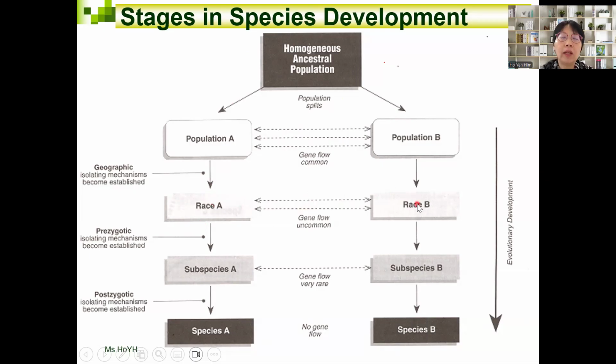The less gene flow can be because they're separated by some isolating mechanism, especially a geographical isolating mechanism. So here, the geographical isolating mechanism is established. Less gene flow means there is less migration of individuals between these two races, and less interbreeding between these two races. So that's the cause of gene flow, migration and reproduction. Then after a long period of time, the pre-zygotic isolating mechanism becomes established.